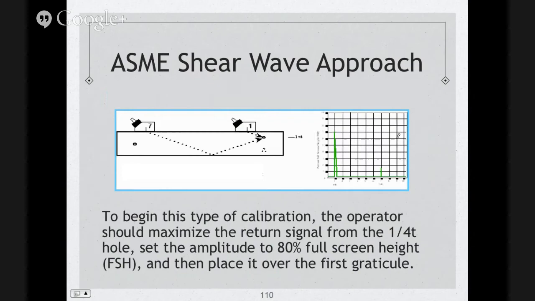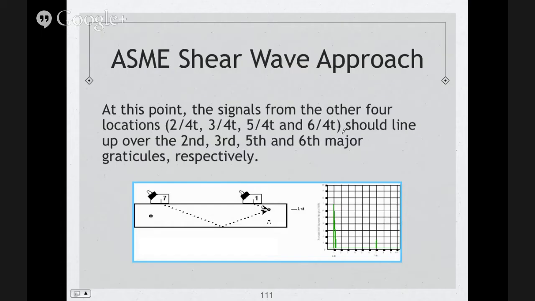So to begin this type of calibration, the operator should maximize the return signal from the one quarter notch, from the one quarter thickness depth, to an amplitude of 80%. So you put this at 80%, and then you place it over the first graticule. Now at this point, the signals from the other locations, two over four thicknesses, or three over four, all the fours, should line up over the second, third, fifth, and sixth major graticules respectively. So you could see one here, depending on the size and how much you travel.